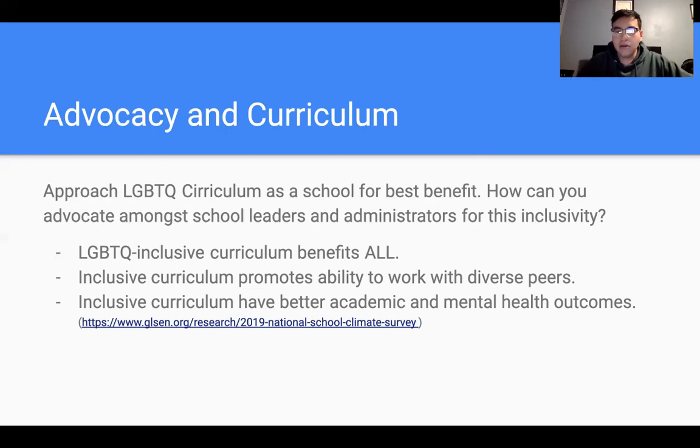So the LGBT inclusive curriculum benefits all. This promotes acceptance, respect, and teaches students more about diverse people and families. Inclusive curriculum supports students' ability to empathize and connect and collaborate with diverse groups of peers and encourages respect. And lastly, the LGBTQ plus students with inclusive curriculum have better academic and mental health outcomes and are less likely to miss school.